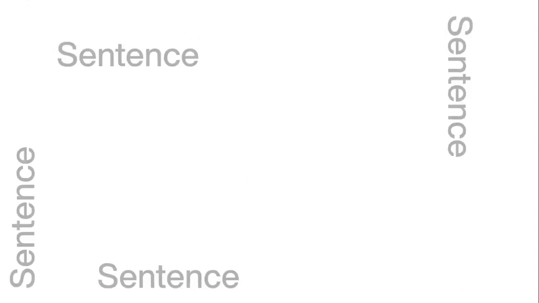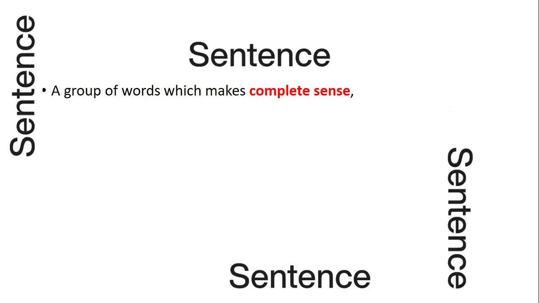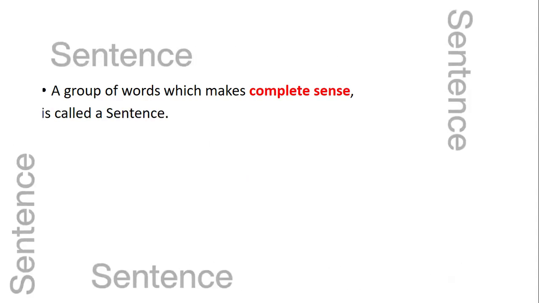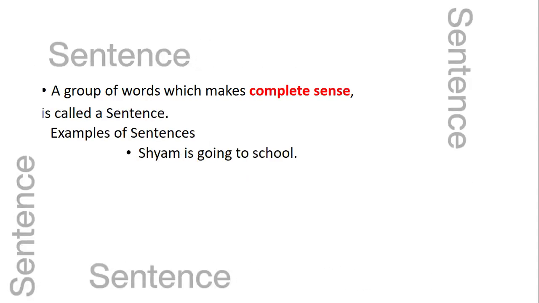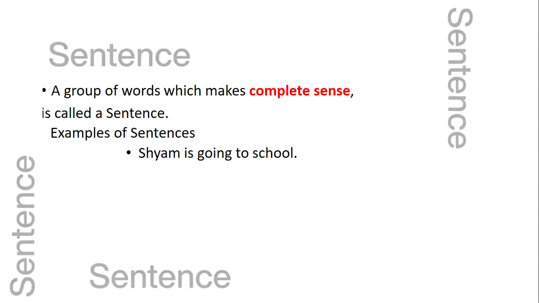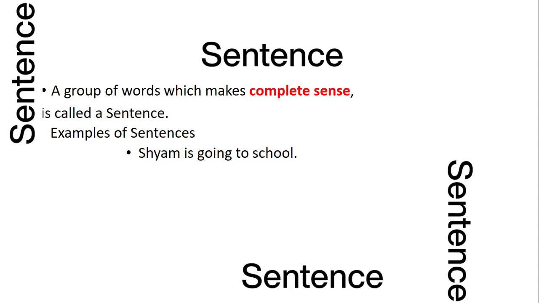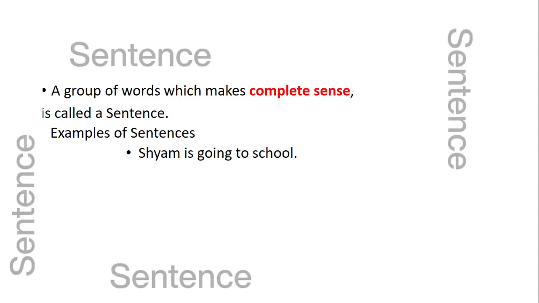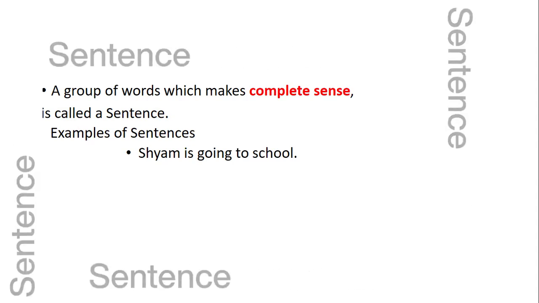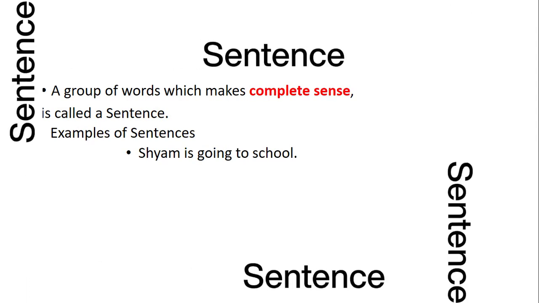Now, the first thing that will arise in your mind is, what is a sentence? Sentence is a group of words which make complete sense. For example, Shyam is going to school. Now, it is a whole sentence: there is a noun, a name, a person called Shyam. What action is he doing? He is going to school, right? So this sentence makes a complete sense. So these group of words are making a complete sense. Hence, it is called a sentence.